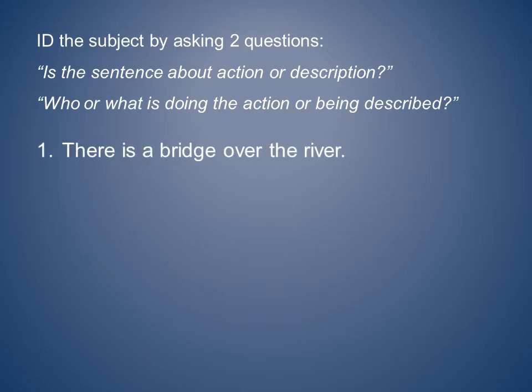Let's take some examples. Here's one. There's a bridge over the river. Is that action or description? Well, if you just sort of close your eyes and imagine a picture as somebody reads this sentence, a bridge over the river, there's not any action going on. This is description, right? It's describing the bridge over the river. Pretty simple. So the bridge is being described. The bridge is the subject of the sentence.